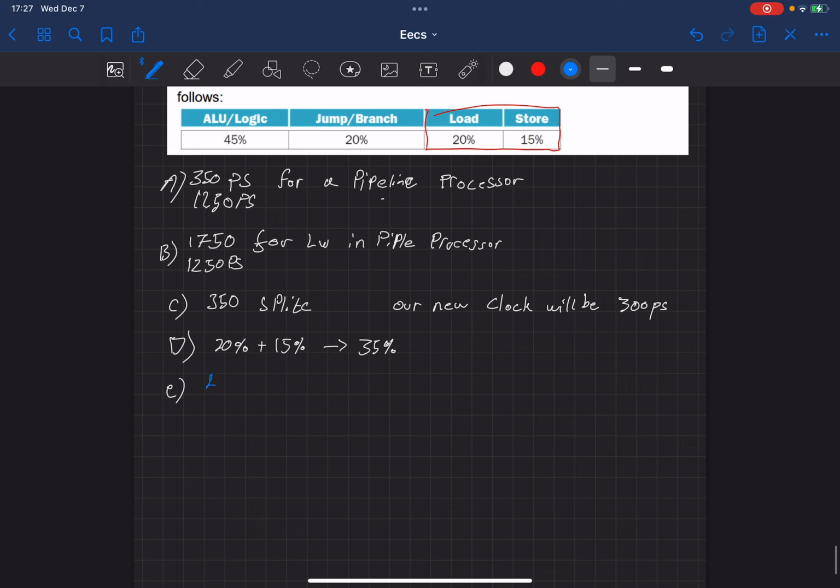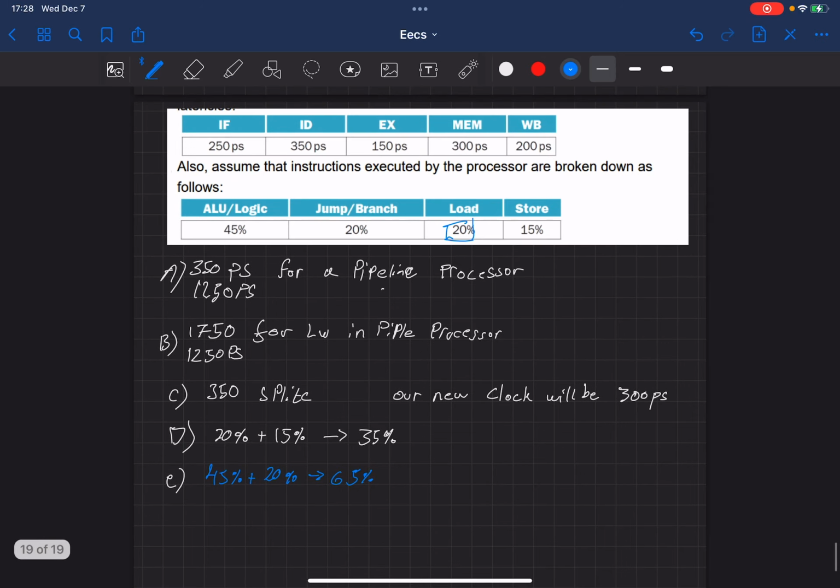So that's going to be 45% plus the loaded data, which is going to be 15%, which then implies that it's going to be 45. Oh no, it's going to be 20 here. It's going to be 65%. So that concludes that.